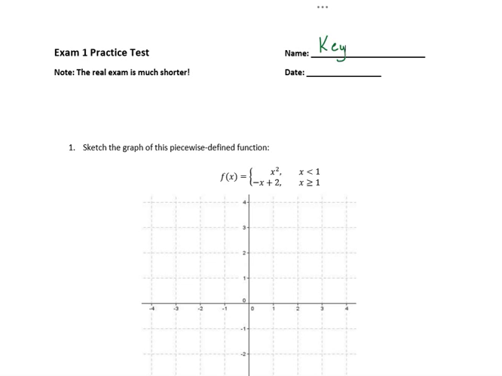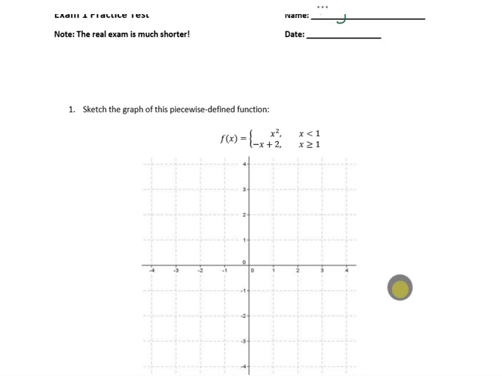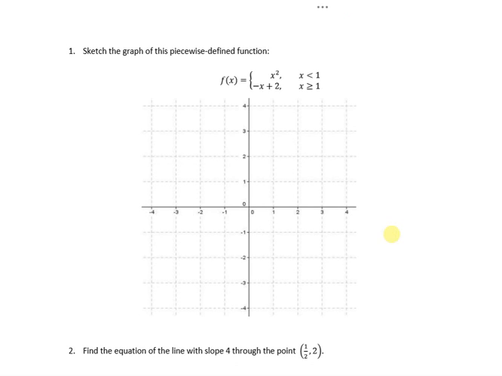This is the video key to the Exam 1 practice test. Problem 1 is to sketch the graph of this piecewise defined function. I notice that it changes pieces at 1, so I'm going to draw a little line here to remind myself to change here.